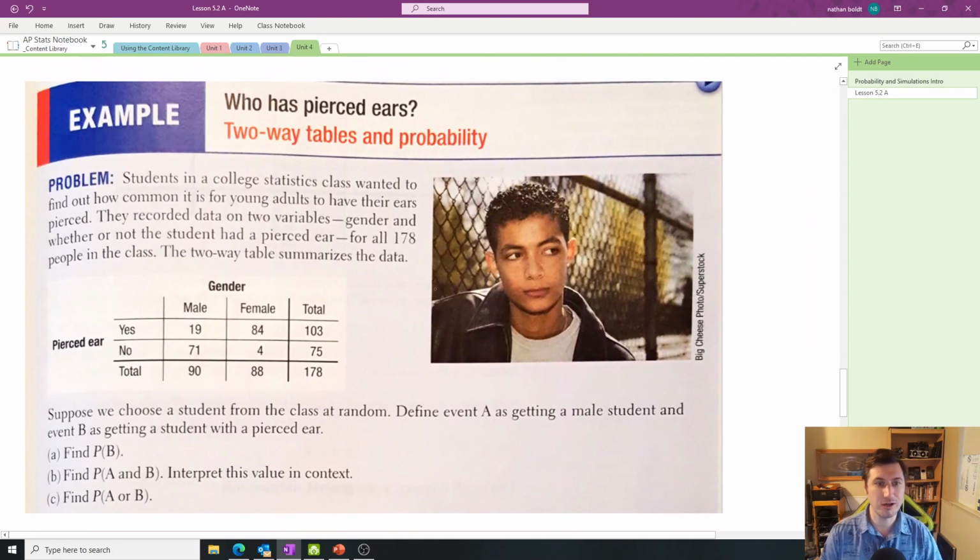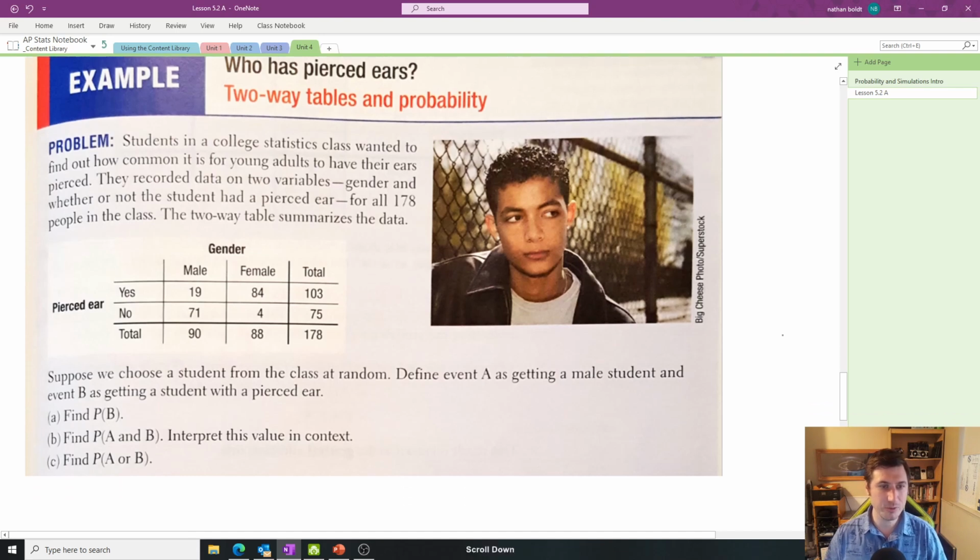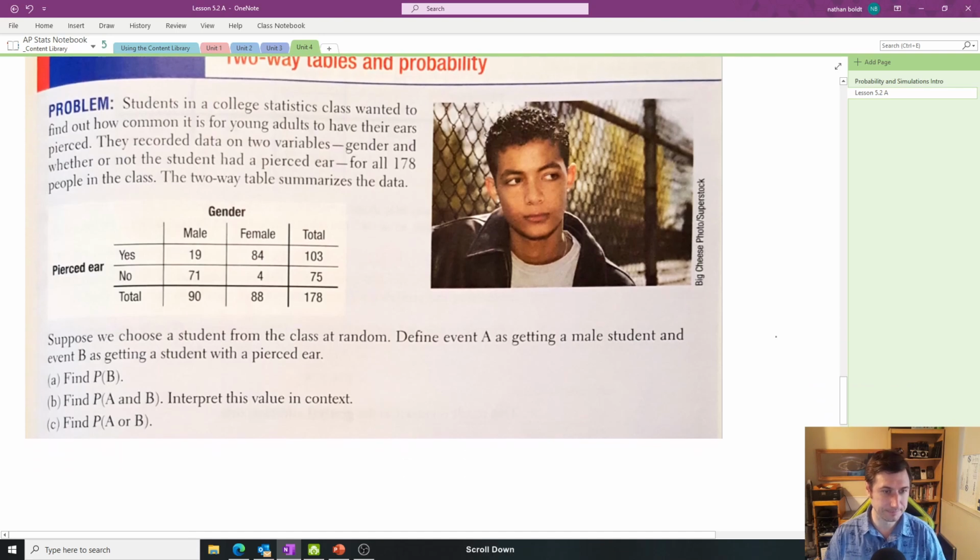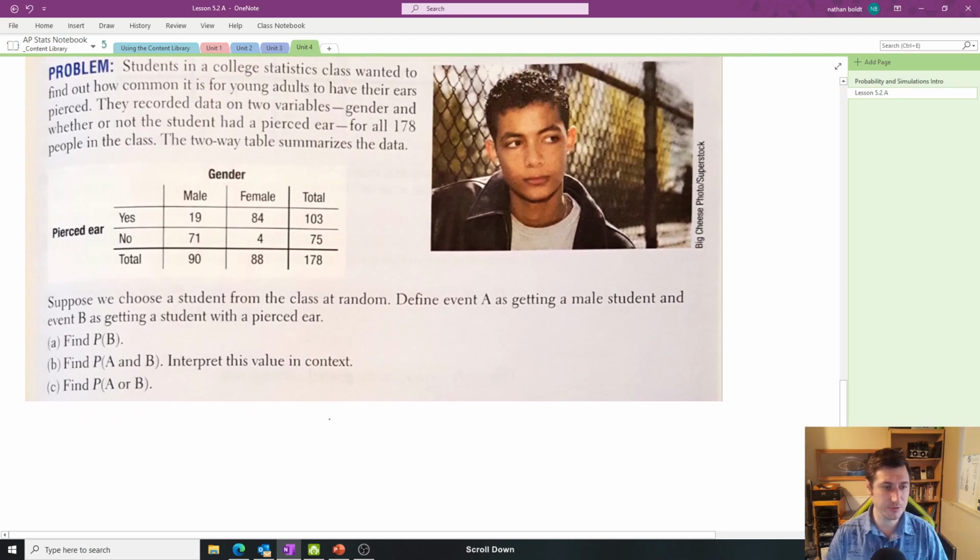So students in a college stats class wanted to find out how common it is for young adults to have their ears pierced. They recorded data on 2 variables, gender and whether or not the student had a pierced ear, for all 178 people in the class. The two-way table summarizes the data. All right, so we've been pretty familiar with two-way tables and how to do probability, so a lot of this should be sort of a review.